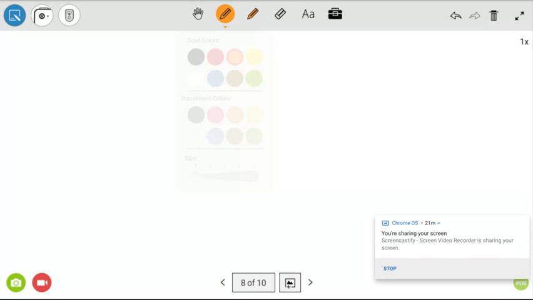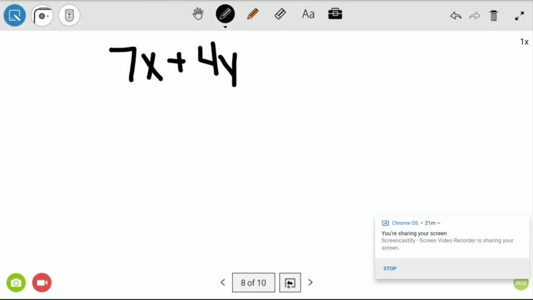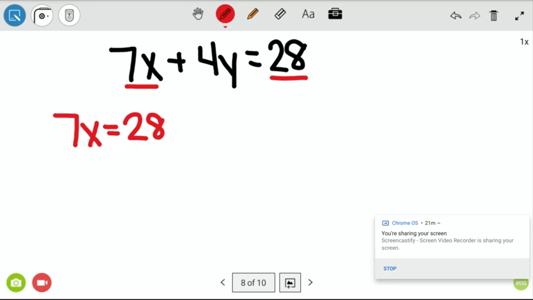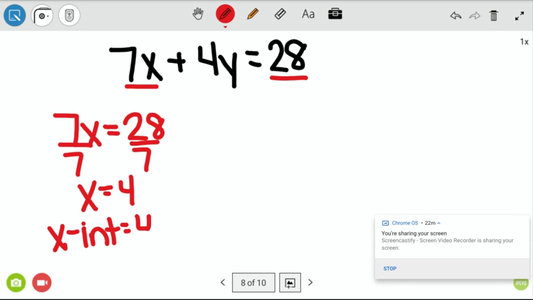All right, I'll do one more just to make sure that we have that. My last example is 7x plus 4y equals 28. For the x, I ignore the y. So I'm solving the equation 7x equals 28. I divide by 7, and I get x equals 4. So my x-intercept is equal to 4, or the point 4, 0, because the y is 0 since we ignored it.